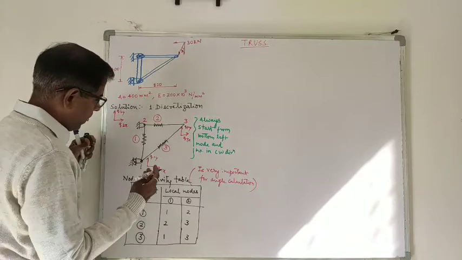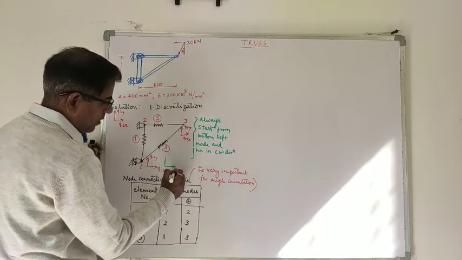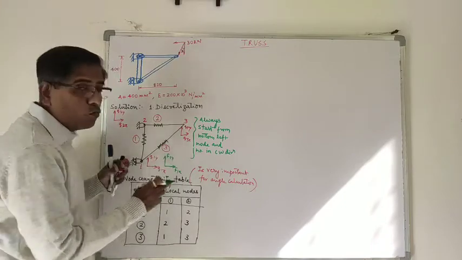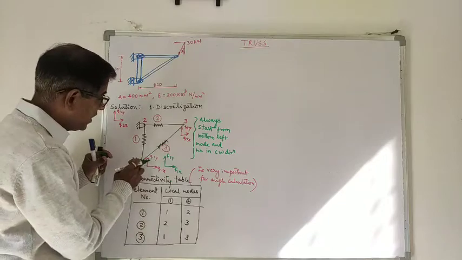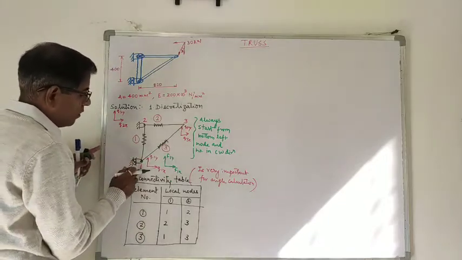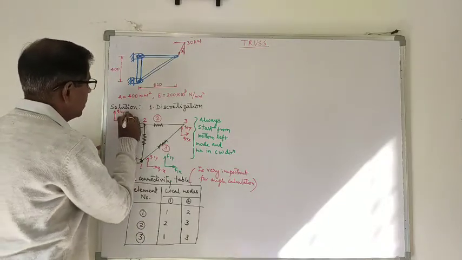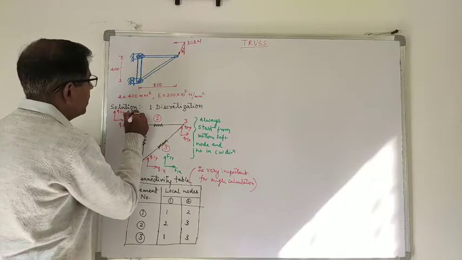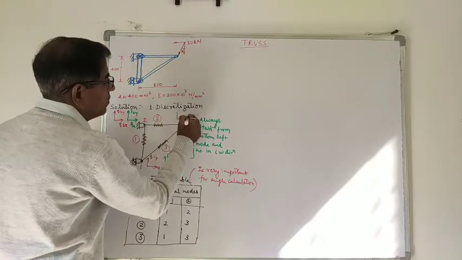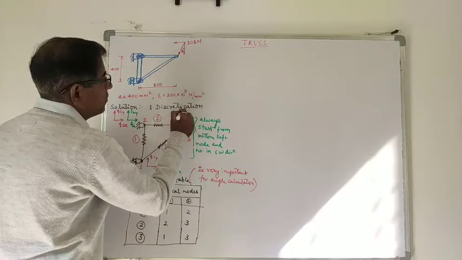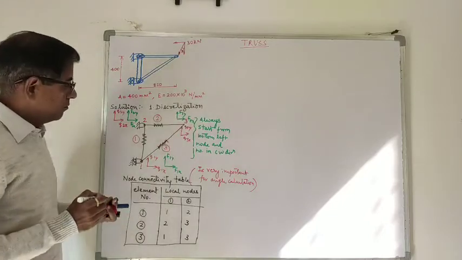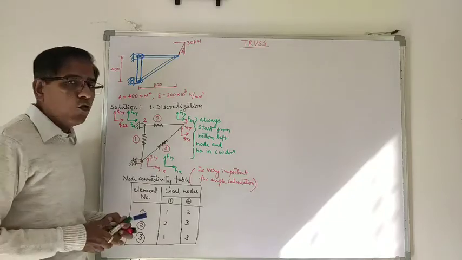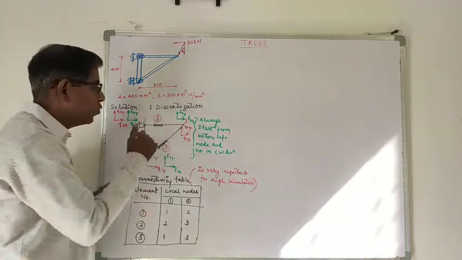Similarly, F1x, F1y, these are the two forces that we consider at the first local node, or at node number 1. This is F2x, F2y, and F3x, F3y. So these are the displacements and forces that we consider at each node.